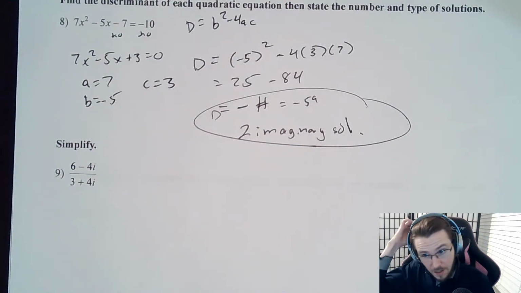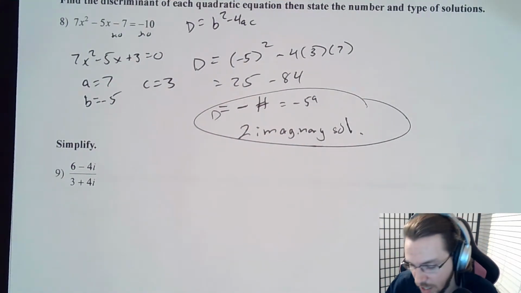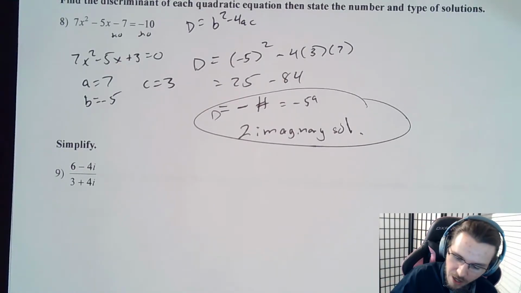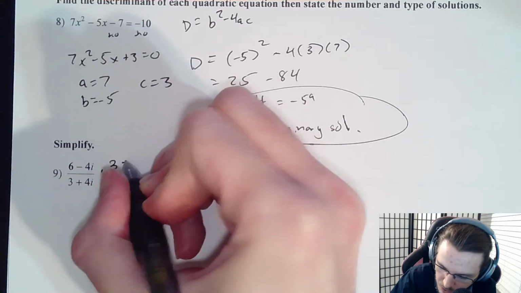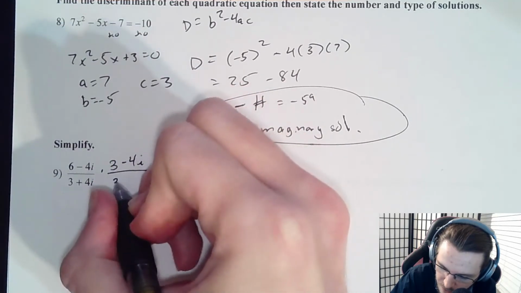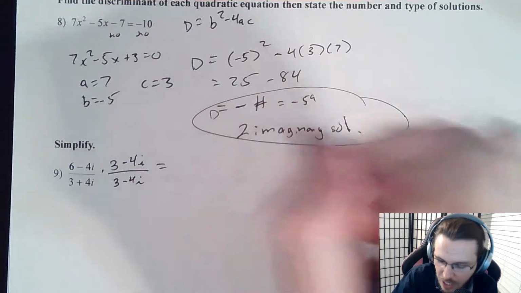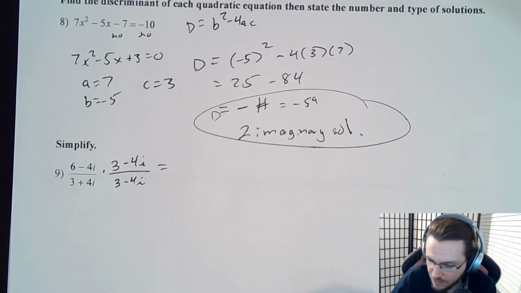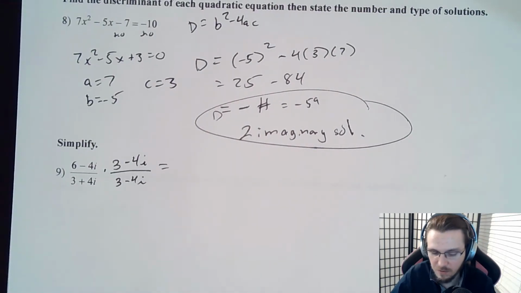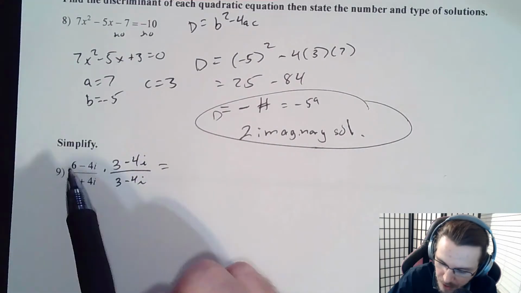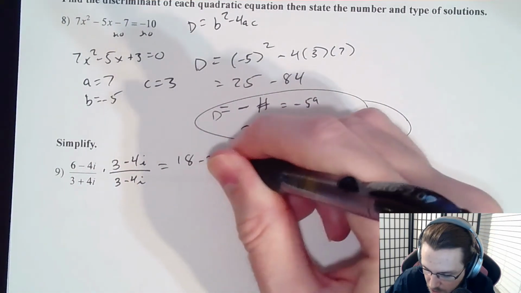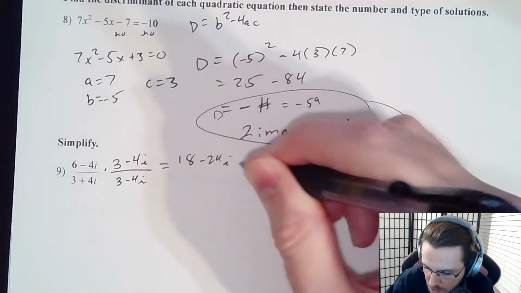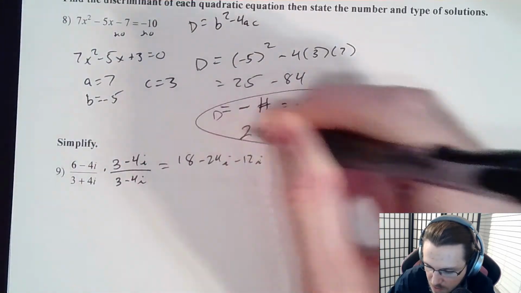All right. Number 9. This is another one you might have had to go back to your notes, but you have to multiply the top and bottom by the conjugate of the bottom. So the conjugate there, 3 minus 4i divided by 3 minus 4i, and we have to do our whole first, outer, inner, last foiling, maybe even making a little box if that's what you're into. But yeah, 6 times 3 is 18, 6 times -4, -24i, -4 times 3, -12i, -4 times -4.